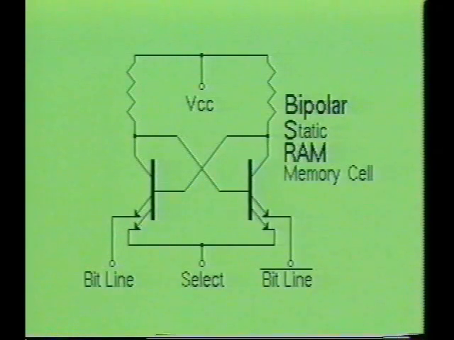Static RAMs are constructed with either bipolar or MOS transistors. The bipolar RAM cell is very fast, with typical access time of less than 50 nanoseconds. However, their primary disadvantage is that they dissipate relatively large amounts of power. 0.5 milliwatts per bit is not uncommon. This large power consumption is due to the flip-flop circuit, in which one transistor is always saturated.